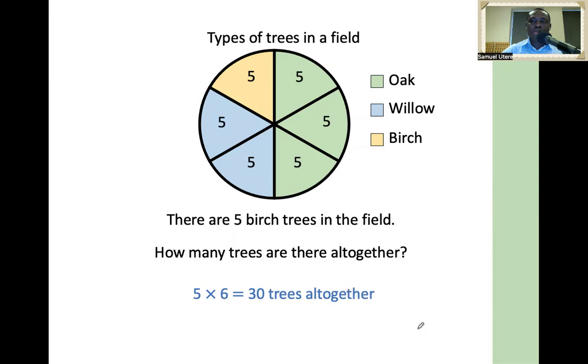So what this example shows is that you can use the knowledge or information of one part of the pie chart where all the parts are equal to find out information about other parts of the pie chart or the whole pie chart.